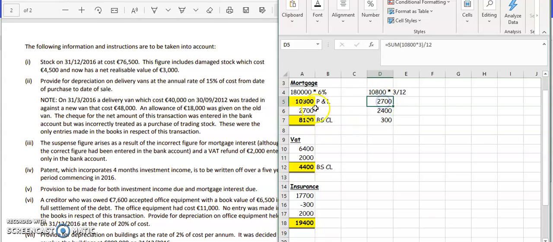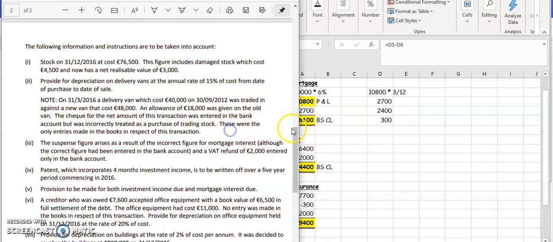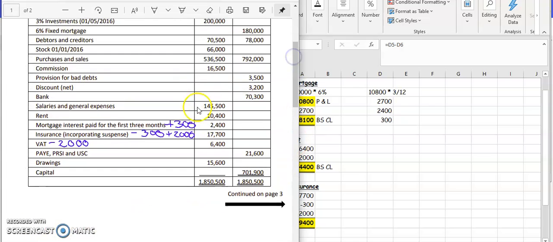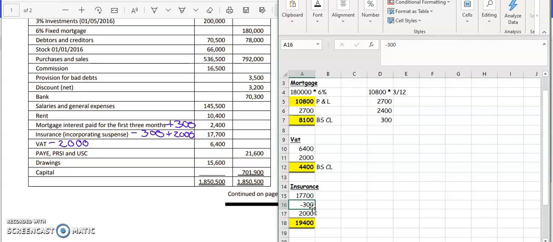So if we've paid 2,700 for the 3 months, what's left to pay then is 8,100. That goes into your balance sheet as a current liability. So remember that this 300, we need to add that 300 onto our mortgage. So if we add it onto our mortgage, the debit side is going to increase by 300. Your debits and credits have to equal. So to take it out of your suspense, you're going to reduce your suspense for insurance by 300. That's why we minus 300 here.